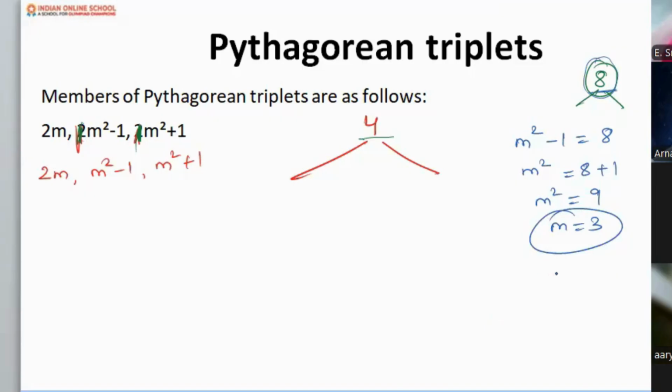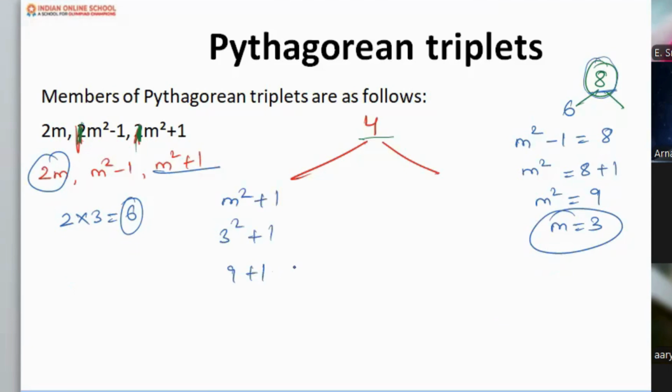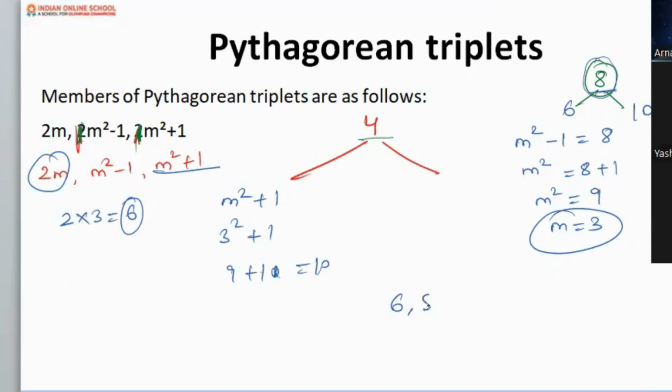Correct? Okay. Yes. So now I can put it over here. Now another member is 2m. So 2 times 3, I will be getting what? 6. This is one of the members. And now I'm going to put it over here and I will be getting what? 3 square plus 1, which is 9 plus 1, and I'm getting what? 10. And this is another number. So now the triplet I'm getting is 6, 8 and 10.